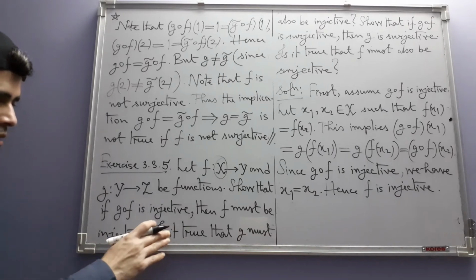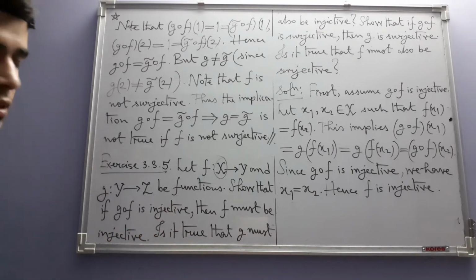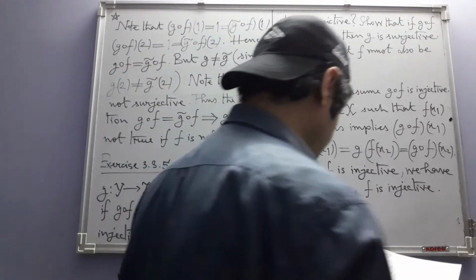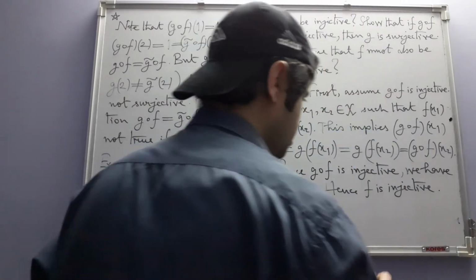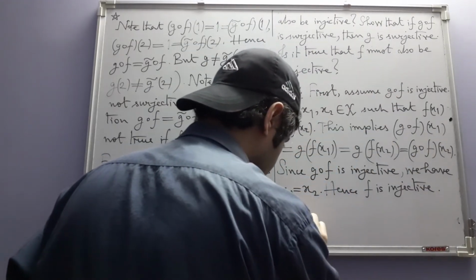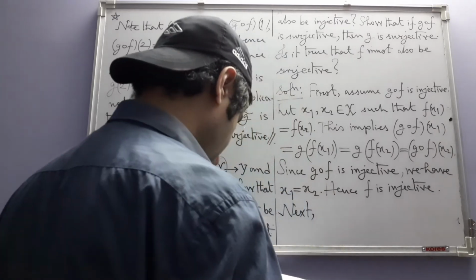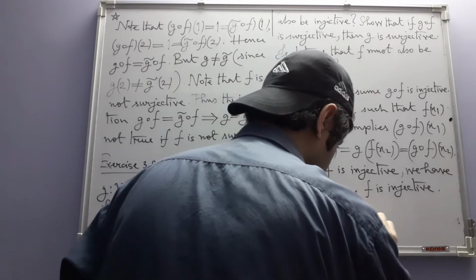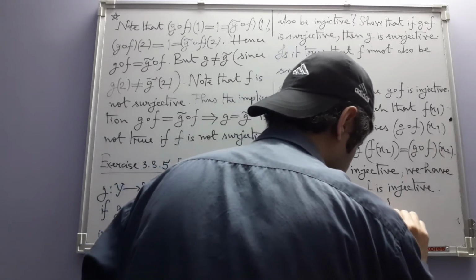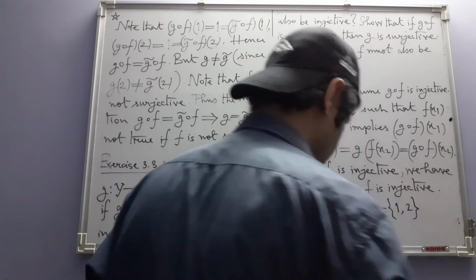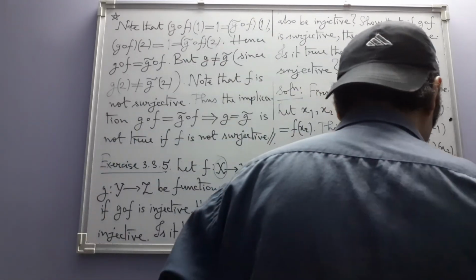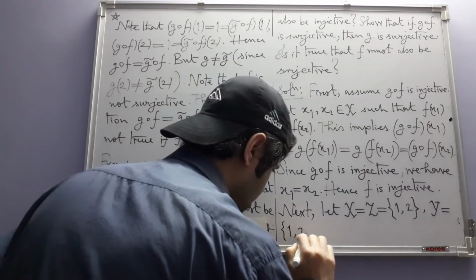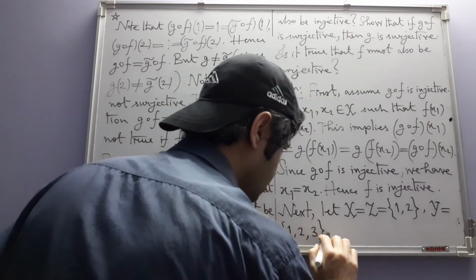Now we have to say, is it also true that G is injective? And this turns out to be not true. I mean, not necessarily true. So next, we take one example like before. Next, let X and Z be this set and Y be this set 1, 2, 3.